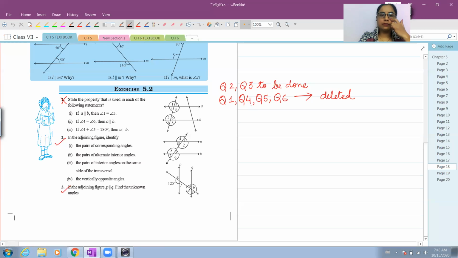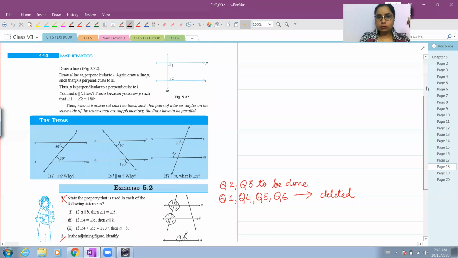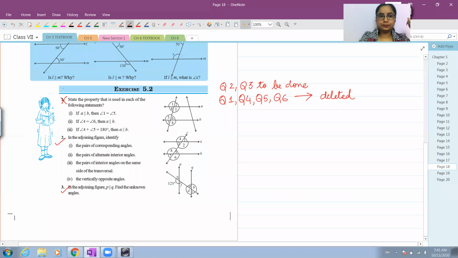Please note exercise 5.2. We have to do question number 2 and 3. It's on page number 110.